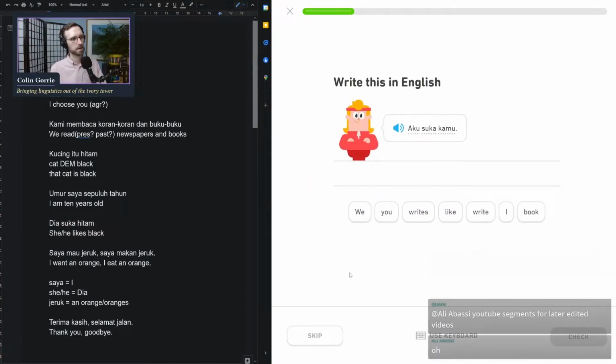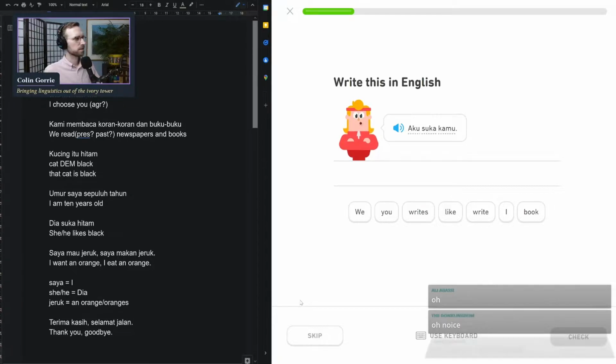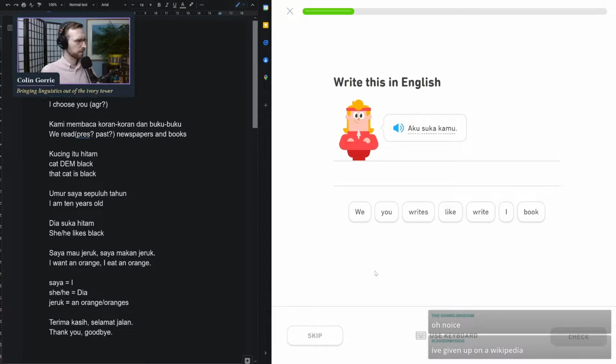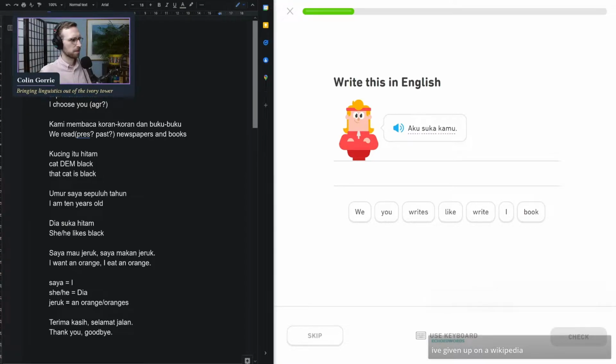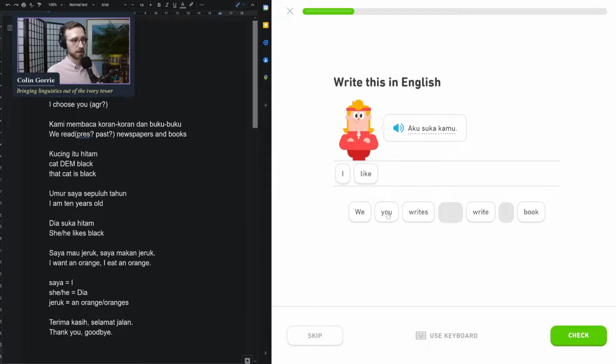Aku suka kamu. It's the same audio file that kamu. Aku suka kamu. Aku. We've seen this before. I choose you. But it's not saya. We're used to saya for I, if indeed this is I. And we is kami. So what's aku? Aku has to be I. But what's the difference between aku and saya? I don't know. I like you.